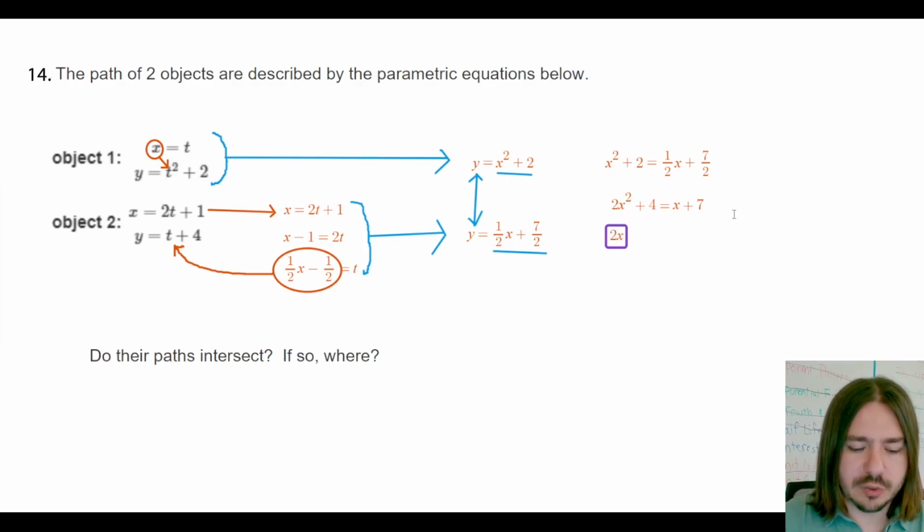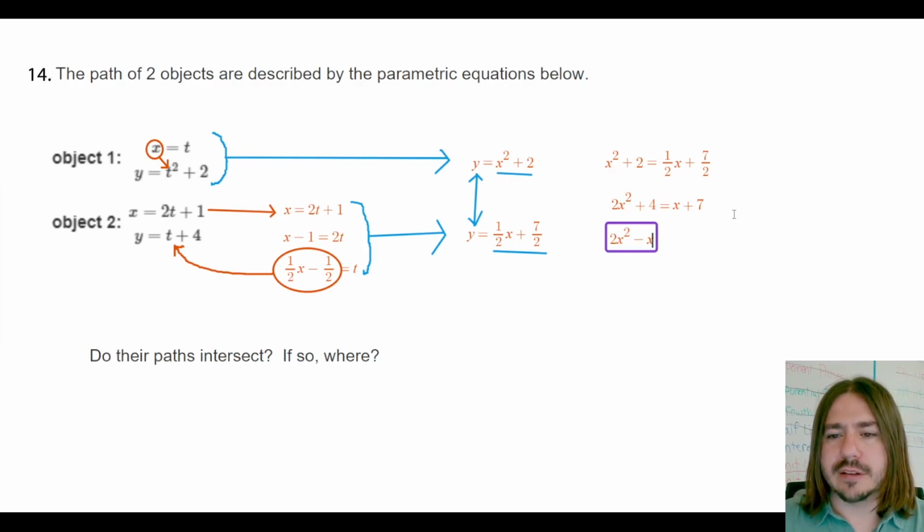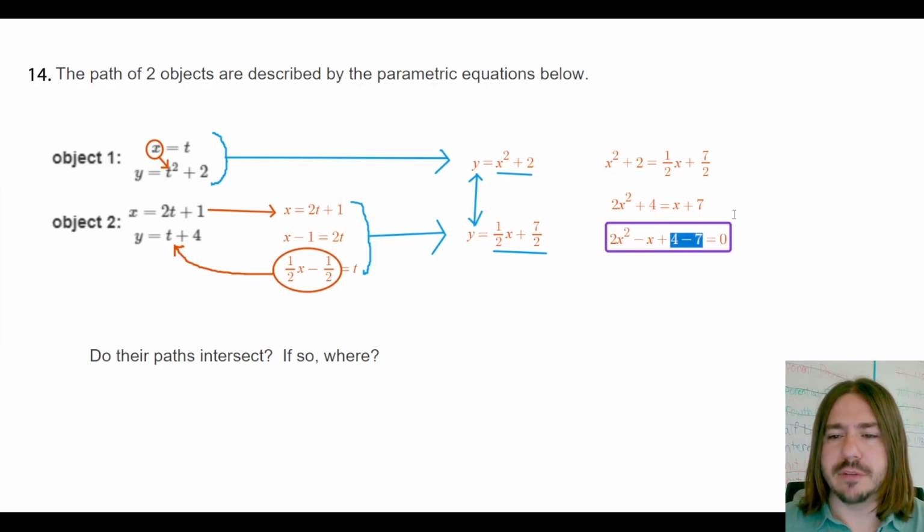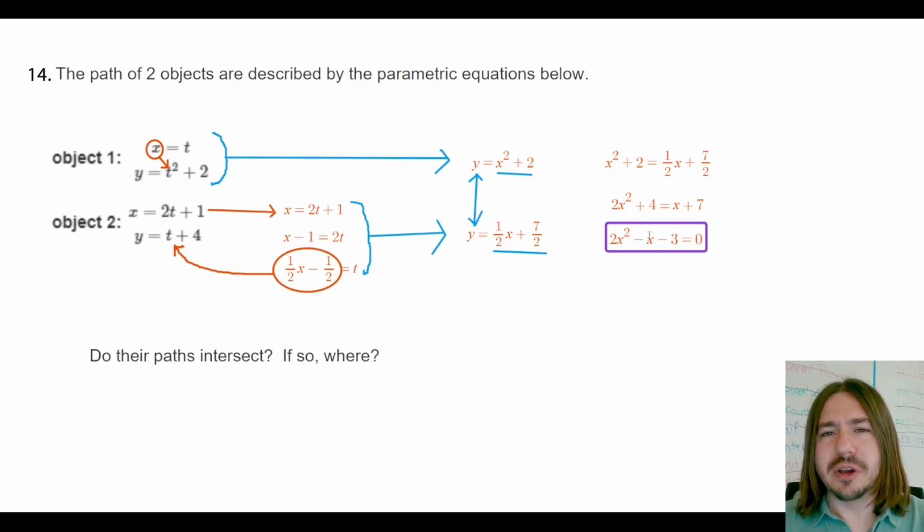So that's going to give me 2x squared minus x, and then I have that plus 4 minus 7 equals 0. So I can combine the 4 minus 7, and that would give me -3. So now I've got a quadratic, and I've got a couple of options here. I could try to factor it, which is usually my go-to option, or I could use the quadratic formula. If you know the quadratic formula, that could also work for you.